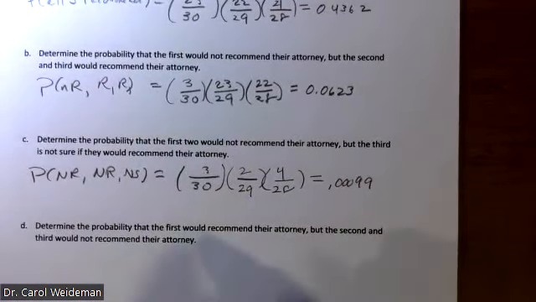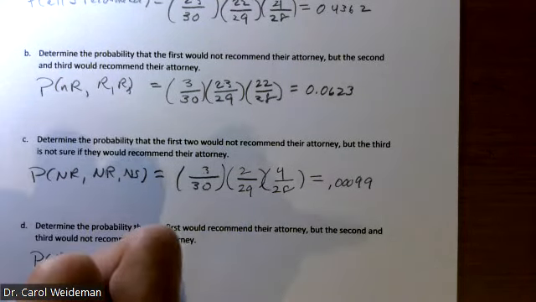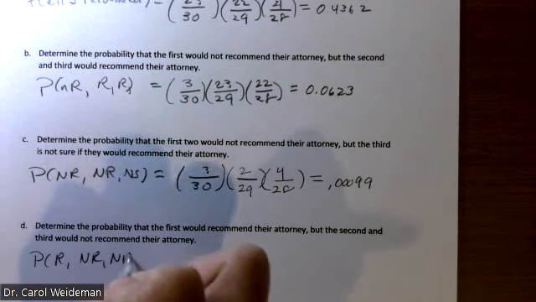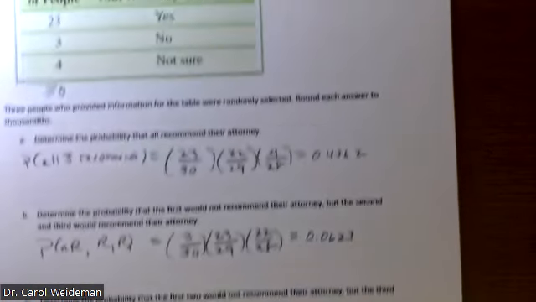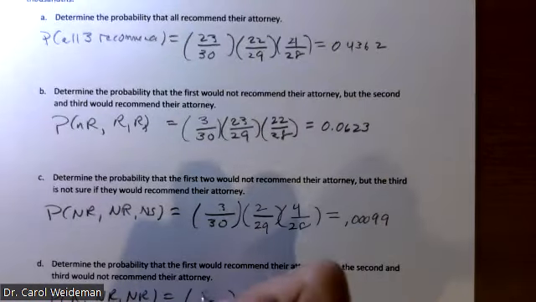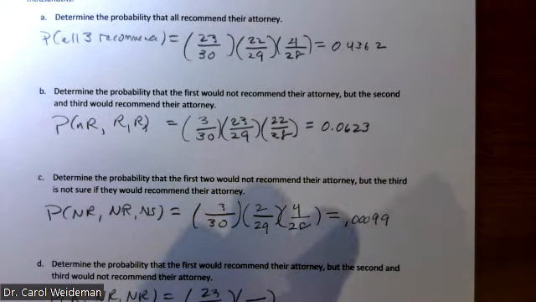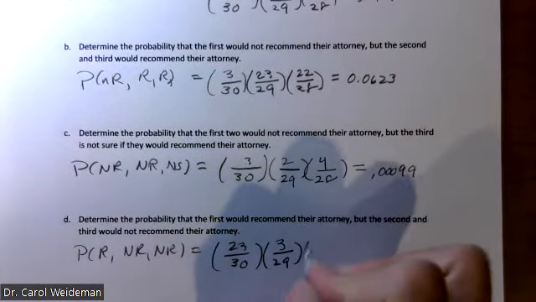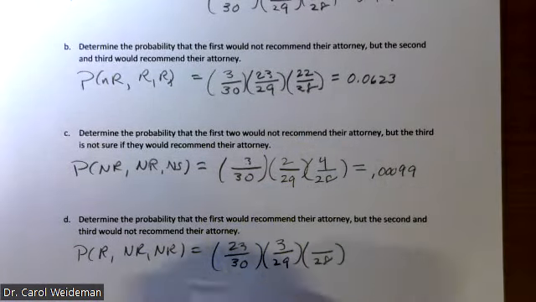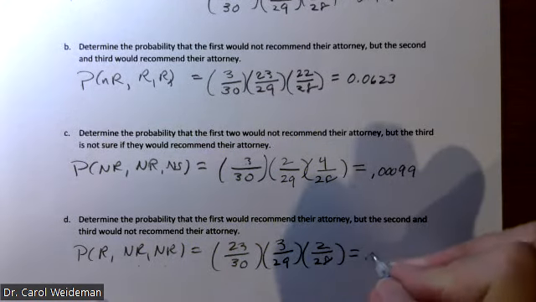Okay, one more. Probability the first would recommend, and the second and third would not. So probability recommend, and then not recommend, not recommend. Okay, so on the first draw, recommend, you remember there were 23 people that would recommend, so this is 23 out of 30. Second time we go back in, there's 29 people left to pick from, and not recommend would be 3. Okay, we're going to assume we got one of those people that wouldn't recommend, so this goes down to 2. And if you multiply this out, you should come out with 0.00567.